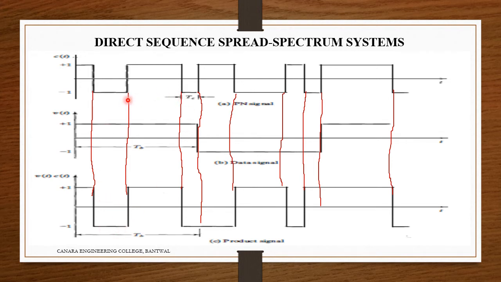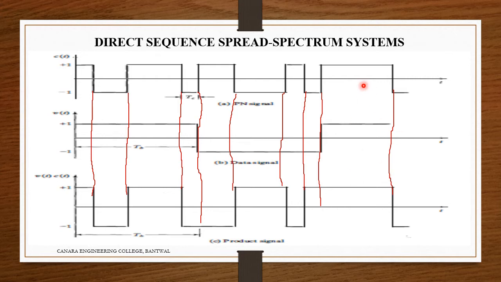What is actually going on in the process is that C of t, the PN sequence, is multiplied with the data signal V of t. The output we get is the product of V of t and C of t, which also follows the same NRZ rule. Plus 1 into plus 1 gives plus 1, minus 1 into plus 1 gives minus 1, plus 1 into minus 1 gives minus 1, minus 1 into minus 1 gives plus 1, plus 1 into minus 1 gives minus 1, minus 1 into minus 1 gives plus 1, plus 1 into plus 1 gives plus 1. This is how we do it in direct sequence spread spectrum, and the signal gets spread over the spectrum.